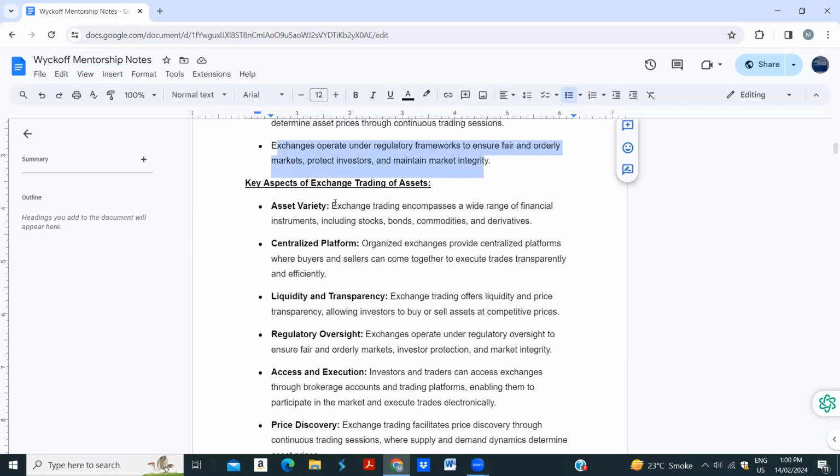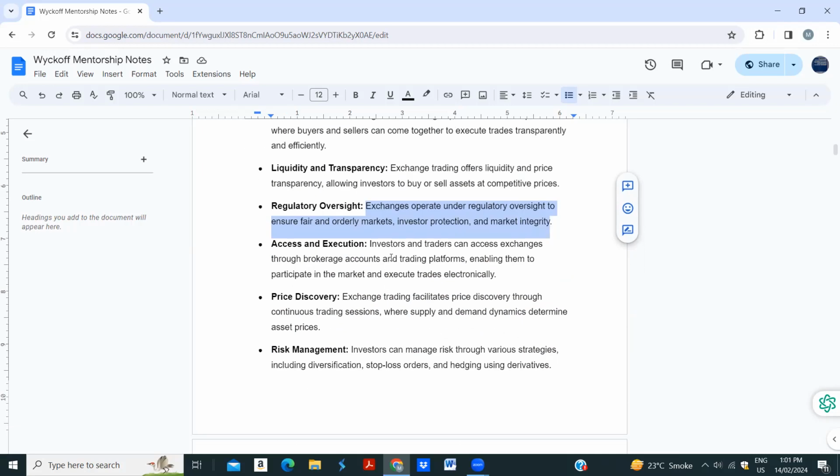Now, asset variety. Exchange trading encompasses a wide range of financial instruments, including stocks, bonds, commodities, and derivatives. We have already read that. Centralized platform. Organized exchanges provide centralized platforms where buyers and sellers can come together to execute trades transparently and efficiently. We have already covered this. Liquidity and transparency. Exchange trading offers liquidity and price transparency, allowing investors to buy and sell assets at competitive prices. Regulatory oversight. Exchanges operate under regulatory oversight to ensure fair and orderly markets, investor protection, and market integrity. We have already covered this.